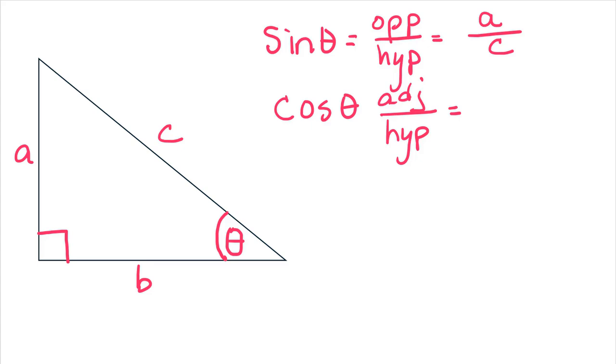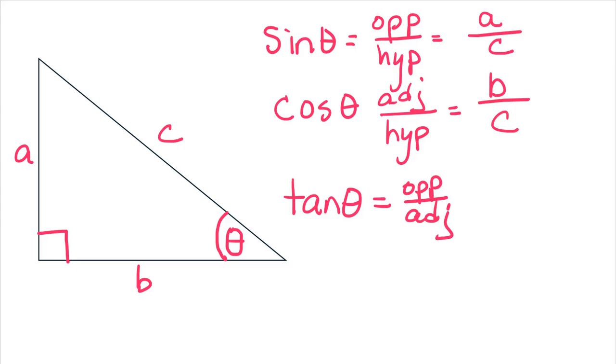The side right next to theta is the adjacent side, which is B. And the hypotenuse is still C. The hypotenuse is always the longest side of the right triangle. The tangent of theta is equal to the opposite side to theta over the adjacent side.